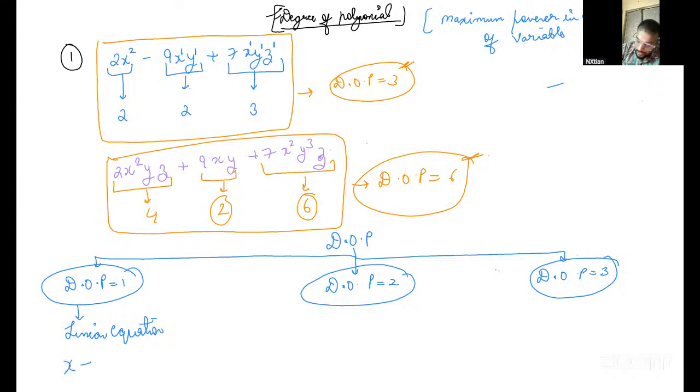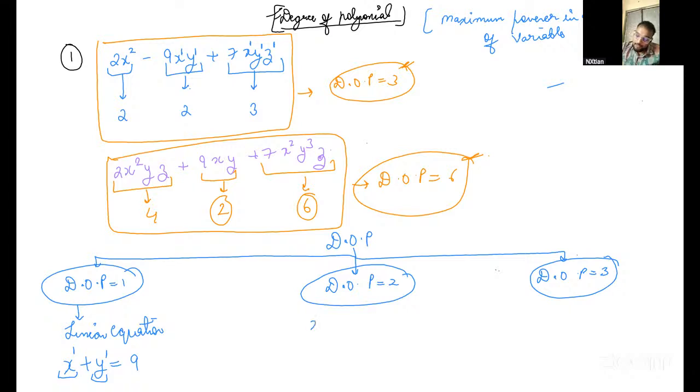For example, x plus y equals 9. So this has maximum power 1. This also has maximum power 1. So the total maximum power is 1, so it's called a linear equation. Guys, did you understand? Understood everyone?